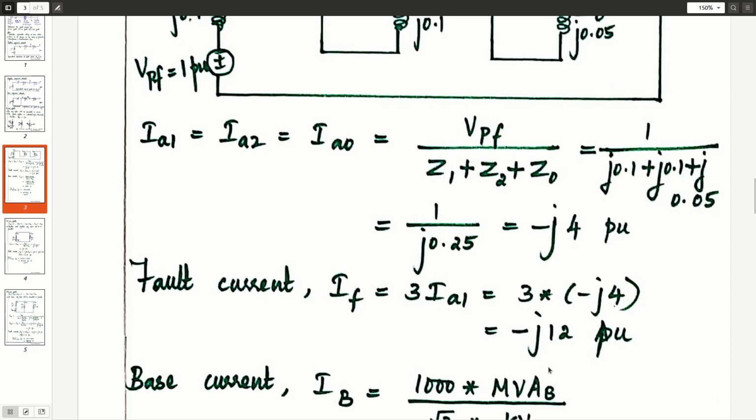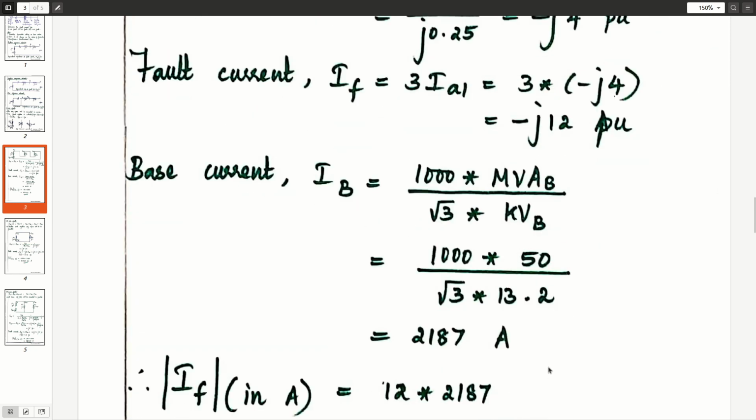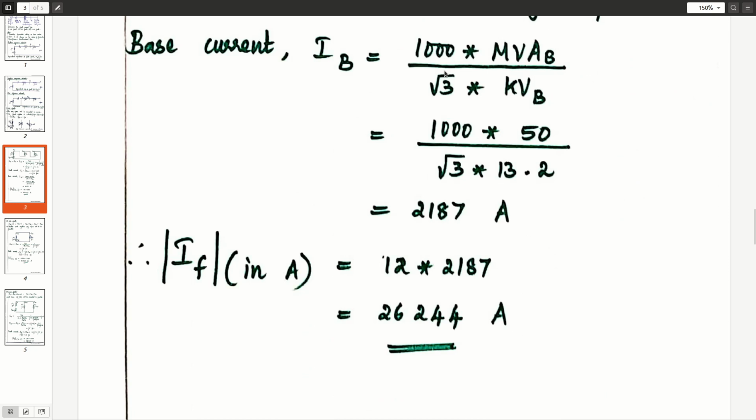To get the fault current in actual units, amperes, we need the base current. The formula for base current is IB equals 1000 times MVAB divided by root 3 times KVB. We have considered the generator rating as the base value. So the MVA rating of the generator divided by root 3 times the KV rating of the generator, 13.2, gives 2187 amperes. To get the magnitude of fault current in amperes, per unit fault current 12 times the base current 2187 gives 26,244 amperes, or 26.244 kiloamperes.